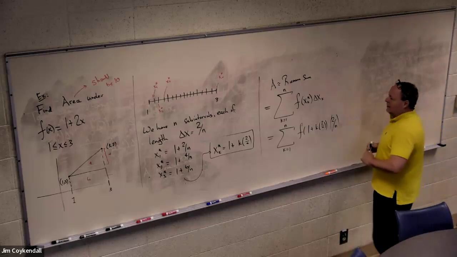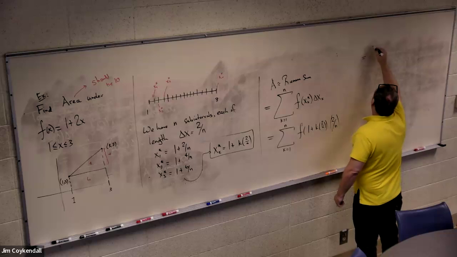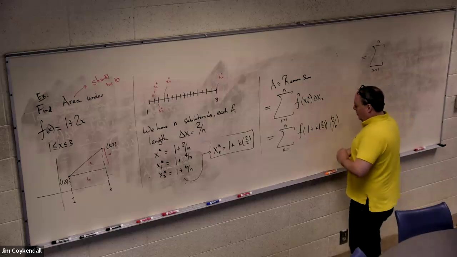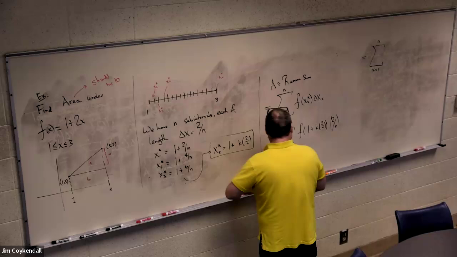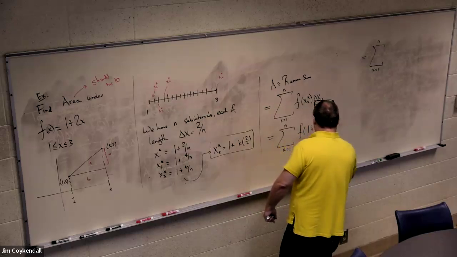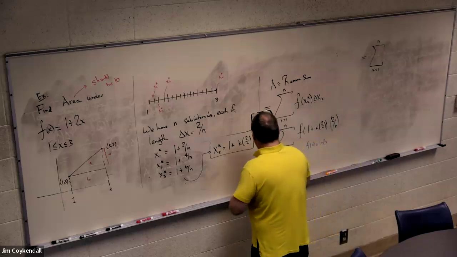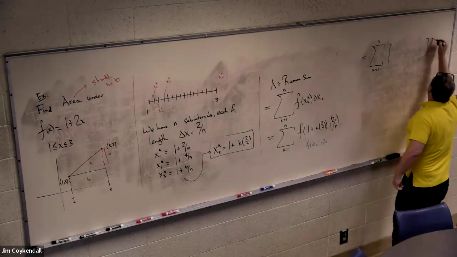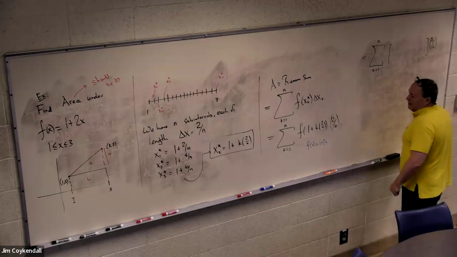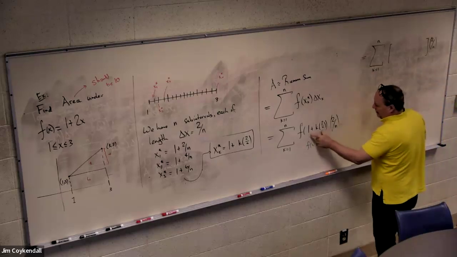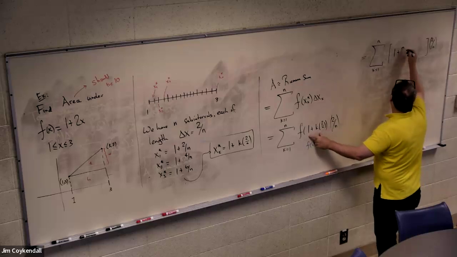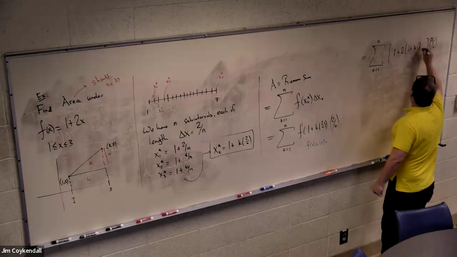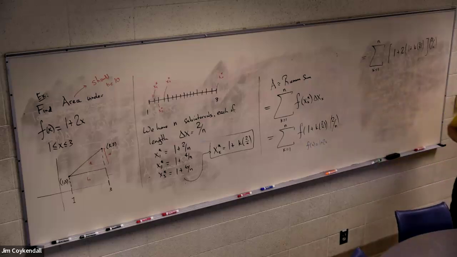All we've got to do now is plug in. Let's see. Recall that f(x) equals 1 plus 2x. So this rule here, something times 2 over n. Okay, replace x by this, and I get 1 plus 2 times (1 plus k times 2 over n). That's my rule for my function.